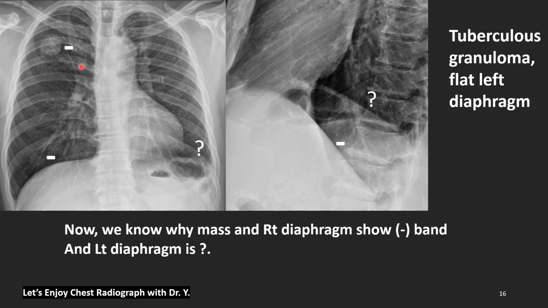The right upper lobe lesion is a tuberculous granuloma, and the left diaphragm is a little flat. Now we know why the mass and right diaphragm show negative Mach band. And what about the left diaphragm? Because the left diaphragm is not so concave or convex, just linear or flat, the Mach band effect is minimal.